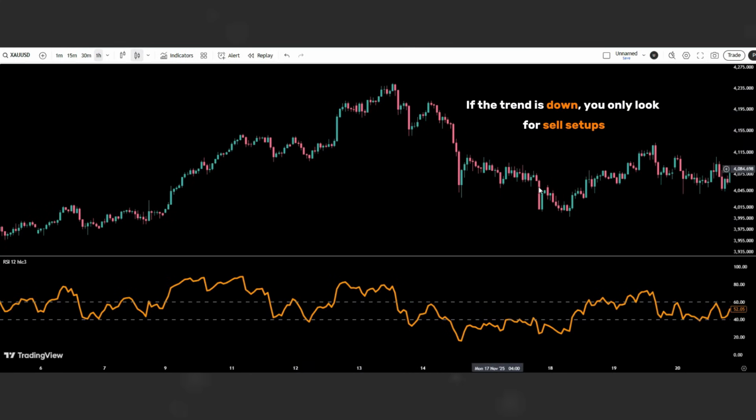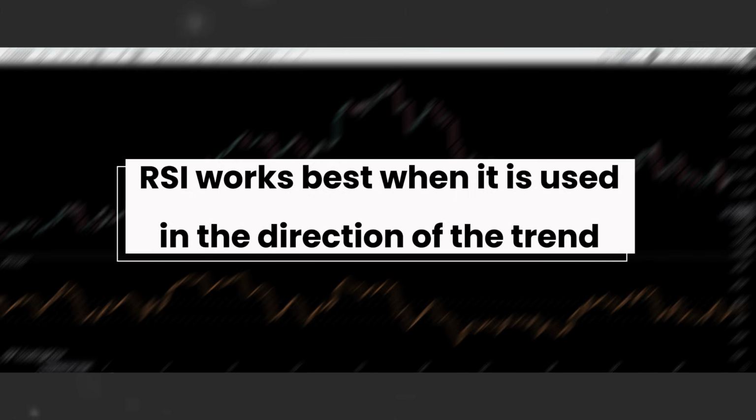If the trend is down, you only look for sell setups. By doing this, you stay aligned with the market direction and avoid many bad trades. This is very important because RSI works best when it's used in the direction of the trend. RSI is not meant to fight the market. It's a confirmation tool. When you combine RSI with the higher time frame trend, your signals become more reliable for day trading gold.